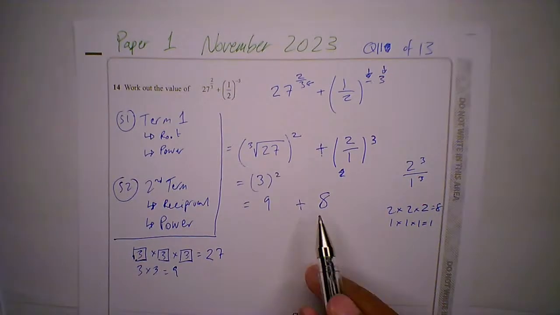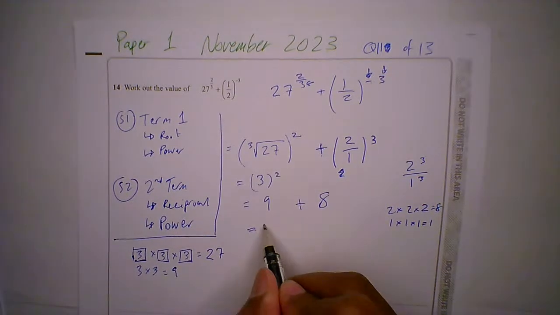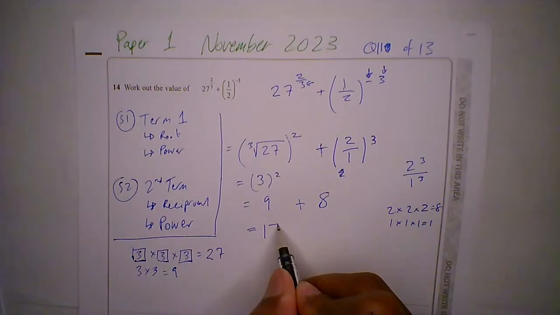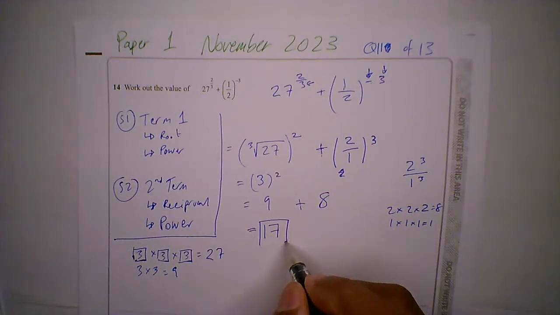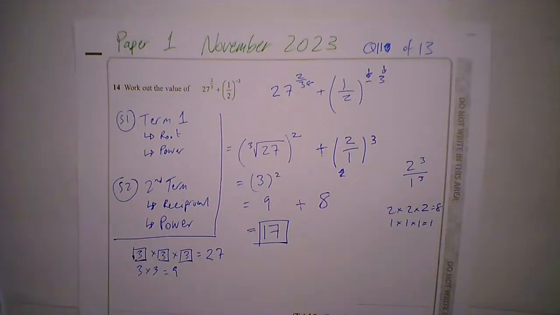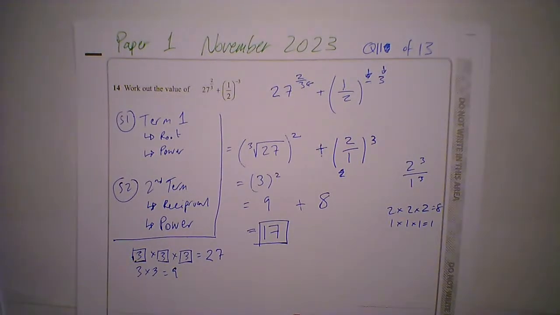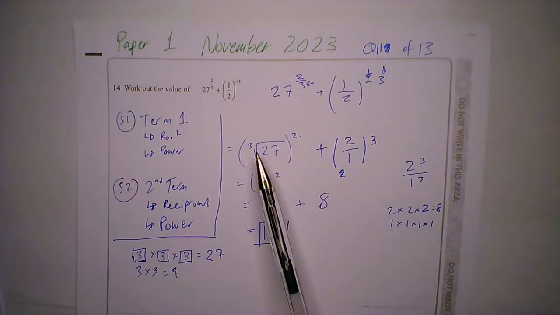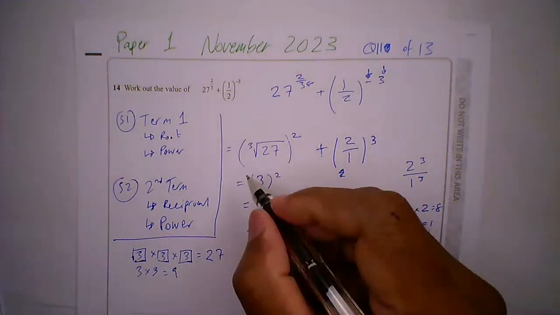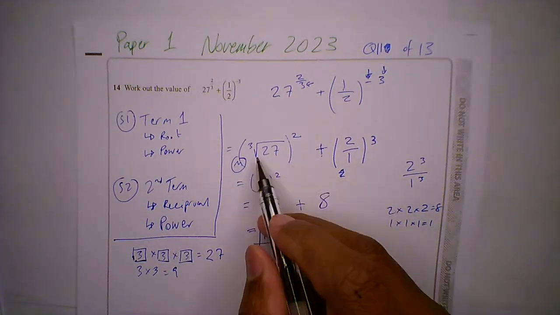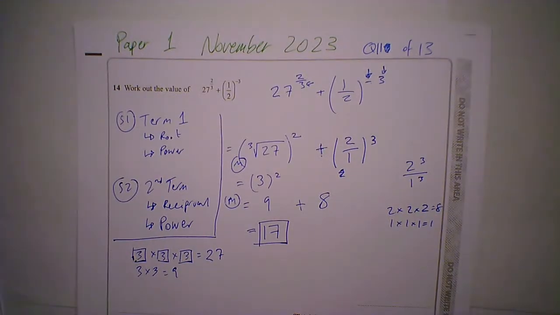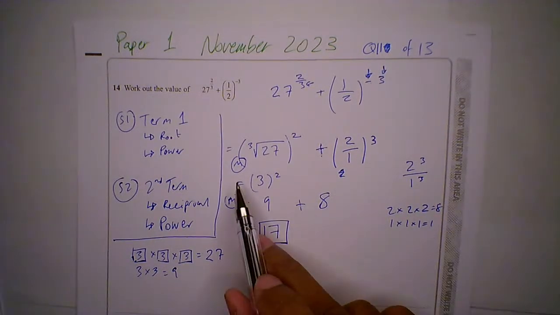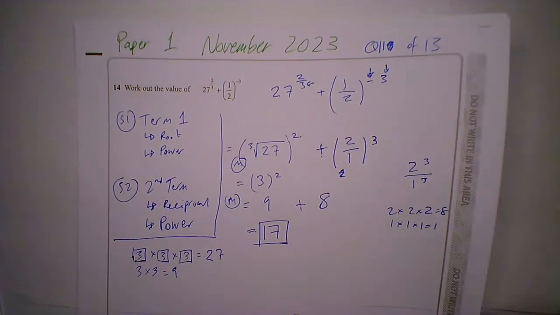So 9 plus 8 gives me 17. So hopefully you have the same answer as me. Okay, so 3 marks there. The method marks, where are the method marks? The first mark is if you have the root. Another mark if you get 9. And then you've got that part here. So your first part, the second line.